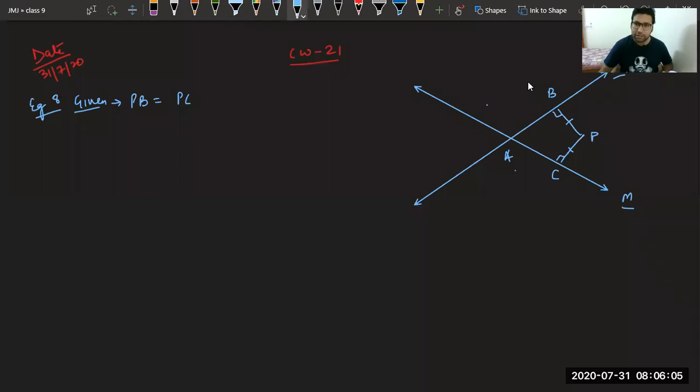So we will name it as suppose 1, this as 2. So we know this thing also, that angle 1 is equal to angle 2 is equal to 90 degree. So we are ready with the given part. Now we have to see what is the to prove part. We have to show that line AP bisects the angle between them.